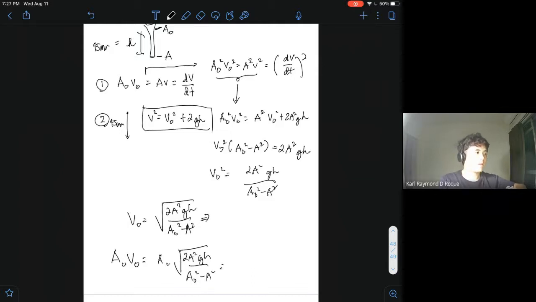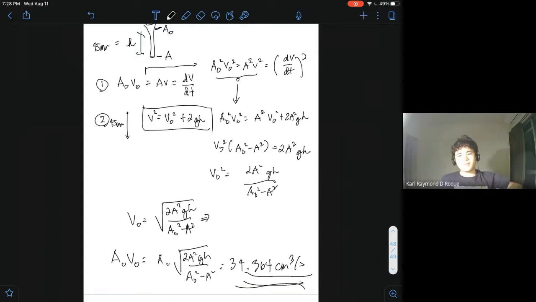We will get... ay, wait may mali. 9.8 meters, 980. We will get 34.364 cm cubed per second. Ayan.